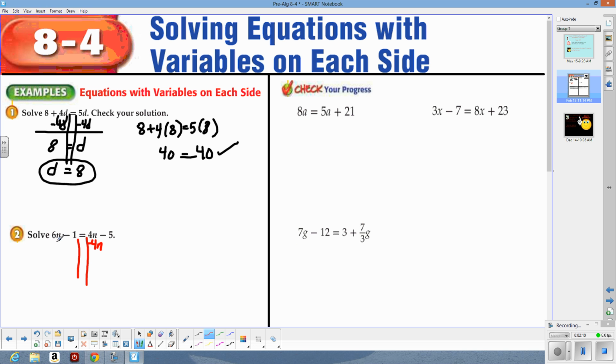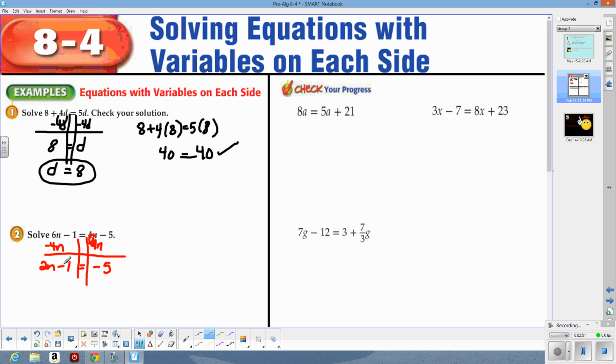And when I subtract 4n from this side, I want to write it underneath the n's since they are like terms. 6n take away 4n is going to be 2n. And then we have this minus 1, or a negative 1. Bring that straight down. Equals, on this side, the 4n minus 4n is going to be 0n. And 0n take away 5 is going to be minus 5, or a negative 5.